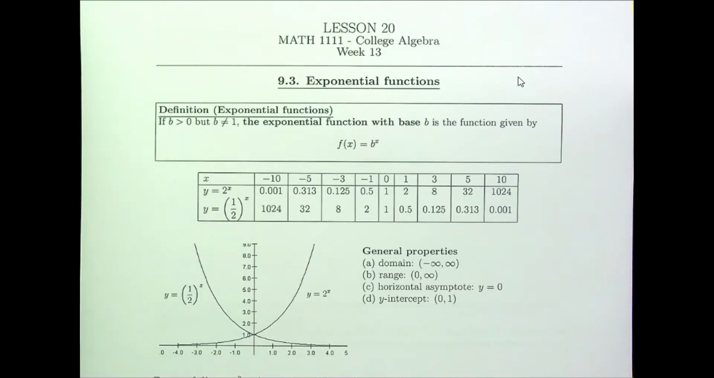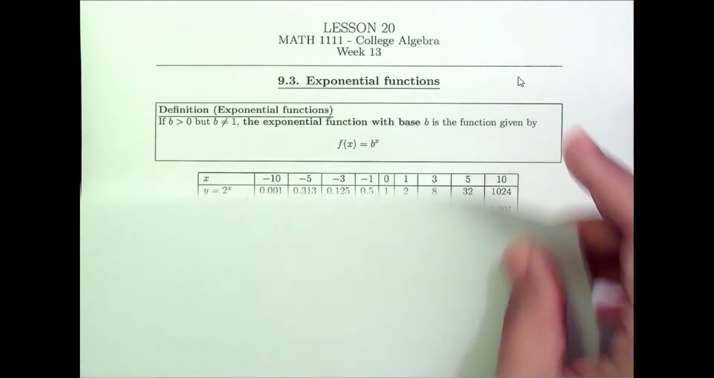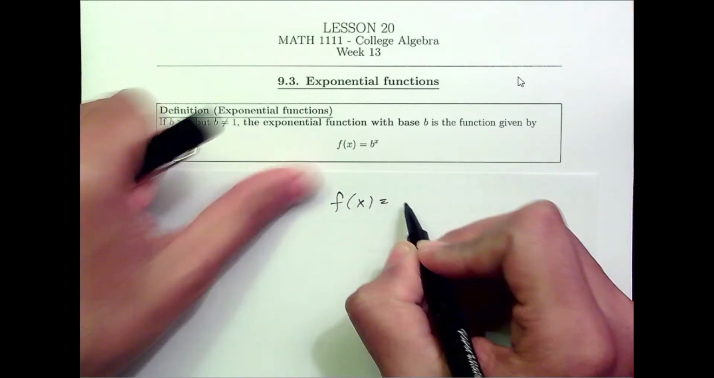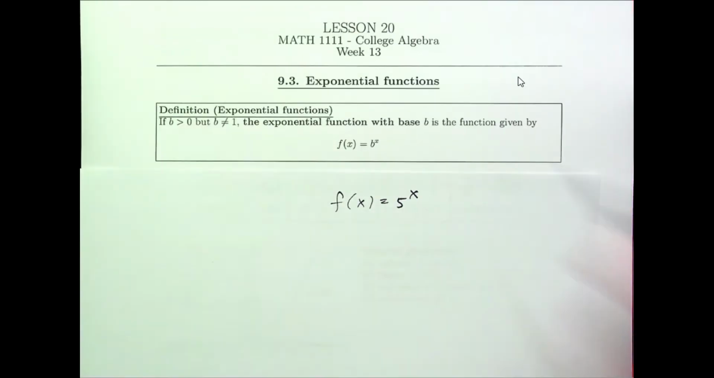And so what is an exponential function? An exponential function is just going to be a function of this form. F of x equals b to the x, where b is not a variable, b is a constant. B is a number that you know. So for example, f of x equals 5 to the x. That's an example of an exponential function.